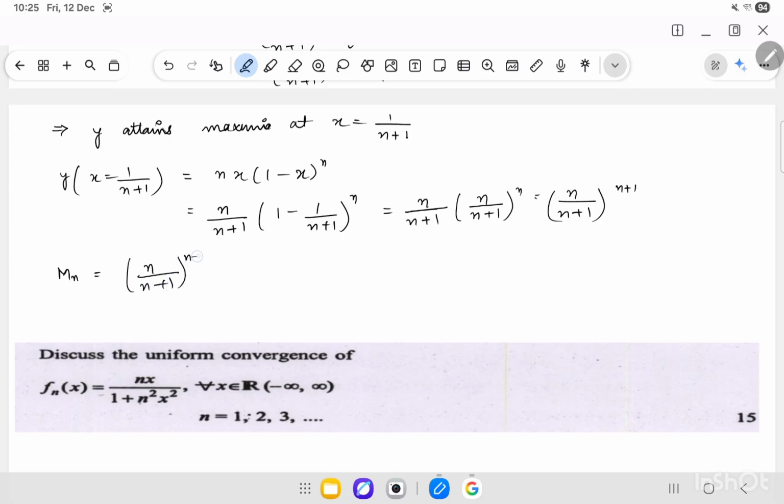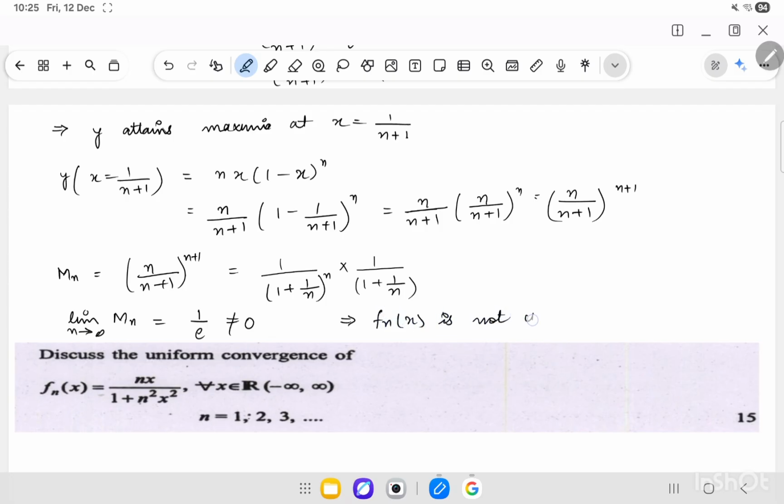raised to n plus 1. I can write it as 1 divided by (1 plus 1 by n) raised to n times 1 divided by 1 plus 1 by n. And if I evaluate the limit as n approaches infinity of mn, it will be equal to 1 by e, which is not equal to 0. So from here we can say that our function fn is not uniformly convergent.